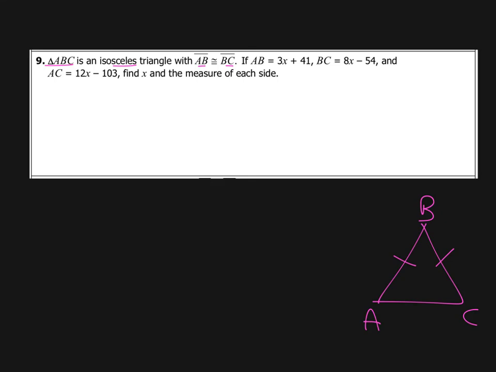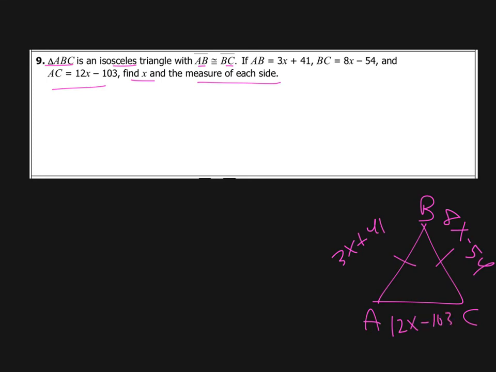Mark up your triangle. Now I know AB is 3x plus 41, so that's 3x plus 41. And down there, BC is 8x minus 54, so 8x minus 54. And now I have the same as before. It says find the value of x and then the measure of each side. Of course, I have AC is 12x minus 103.